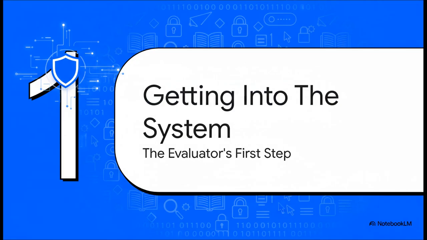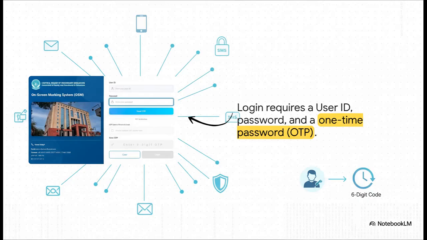So the whole thing kicks off with security. I mean, it has to, right? For an evaluator, the first step isn't picking up a red pen, it's logging into a really secure online portal. You can't just waltz right in. Access is protected by two-factor authentication. First, the evaluator pops in their user ID and password. Then, the system zaps a one-time password, an OTP, over to their registered phone. They've got to enter that 6-digit code to get in. It's a simple step, but it's absolutely crucial for making sure only the right people are looking at student answer sheets.